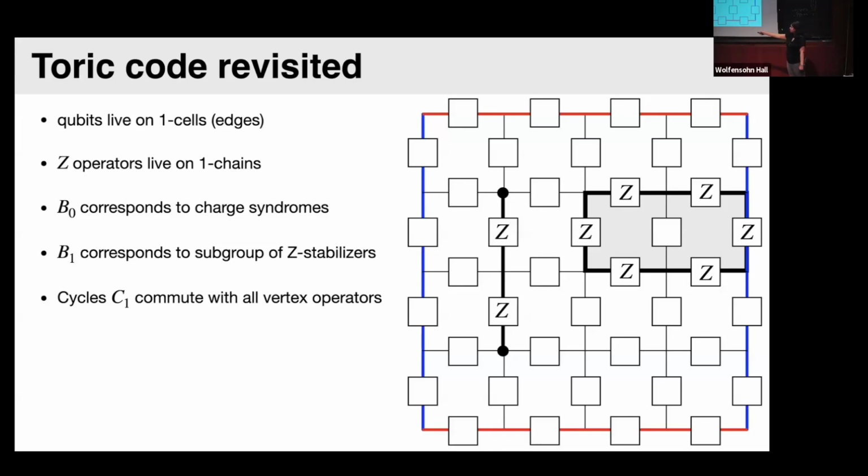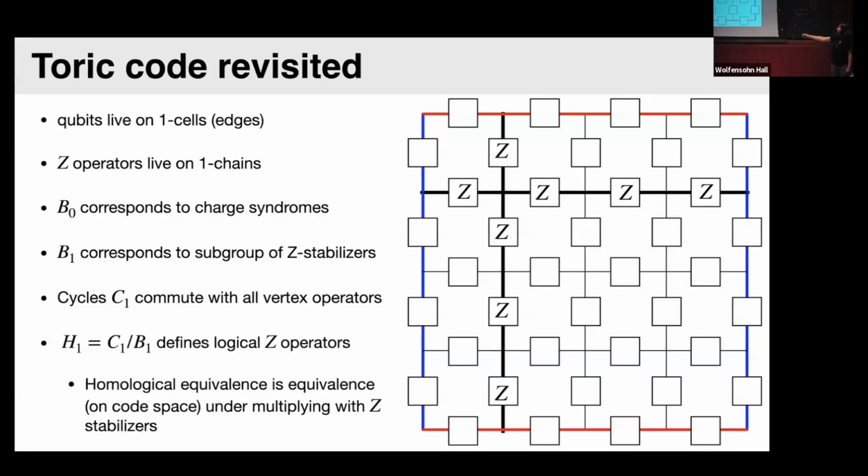Any cycle, C1, by definition, because it's a cycle, has no boundary. So a cycle does not trigger any vertex operators. So cycles commute with all vertex operators. There are some cycles which are trivial, like this, which are boundaries, and then there are other non-trivial cycles. So this first homology group, which is these non-trivial cycles, defines your logical Z operators, okay? So my Z operators are living on 1 chains, and these non-trivial cycles define these logical Zs.